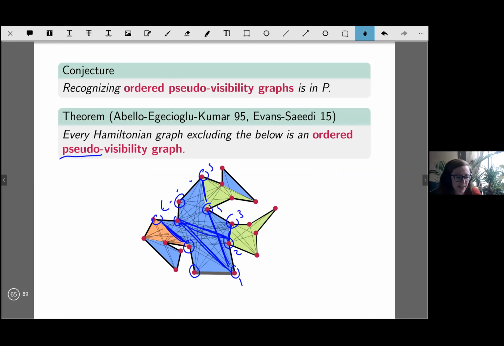Let me also say that you can characterize the type of pseudo-visibility graph that you're looking at essentially by having one edge which sees everything else. But I don't want to go into that, but you can view this as a characterization.